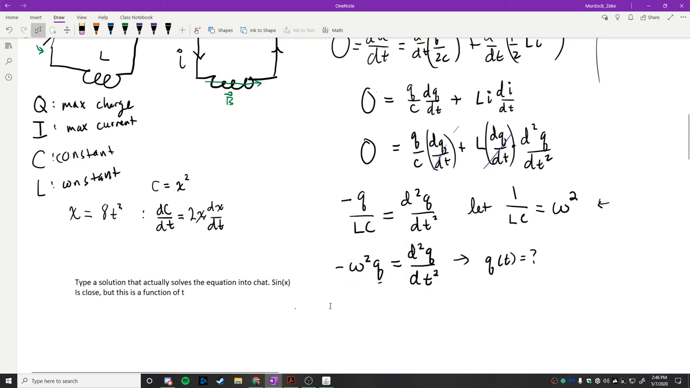But regardless, I would like to see more of you trying to interact and type something in the chat. I see 3 people typing. This is just a math question. What is a function that fits into here?